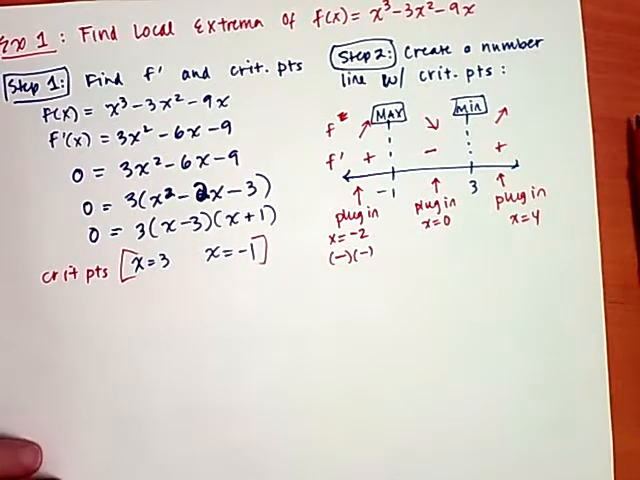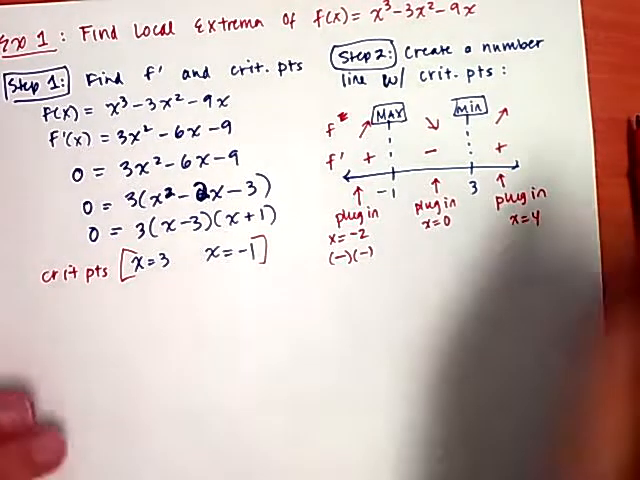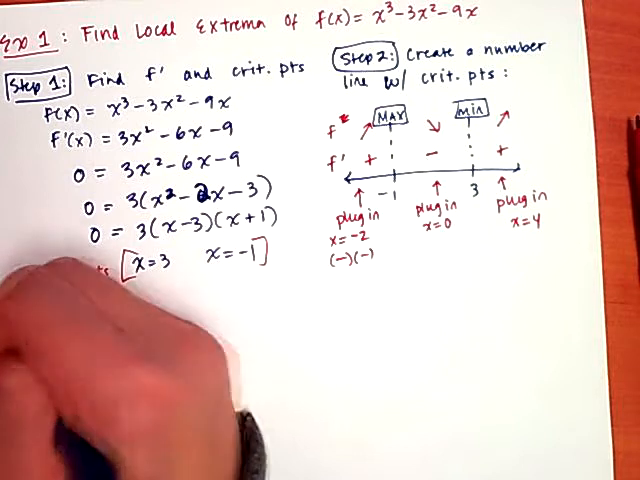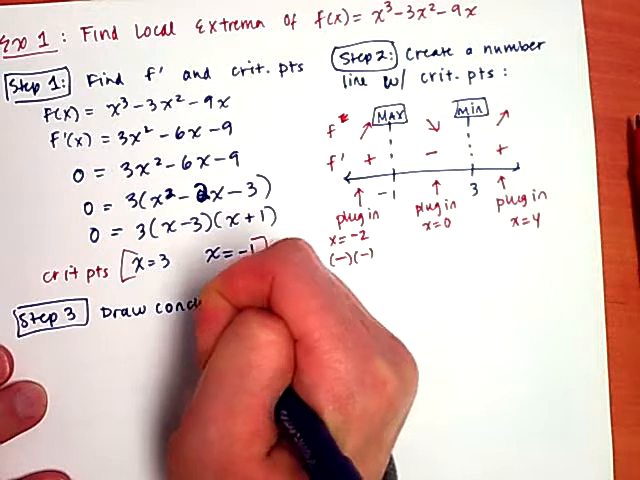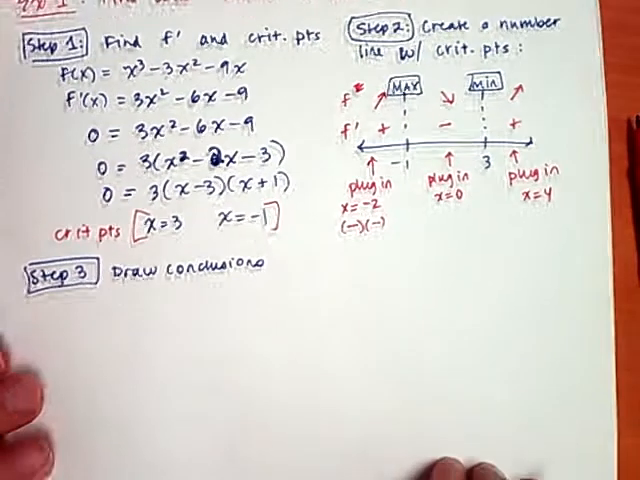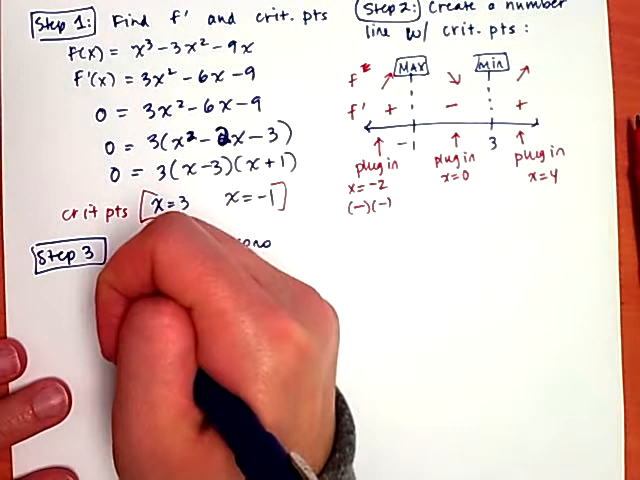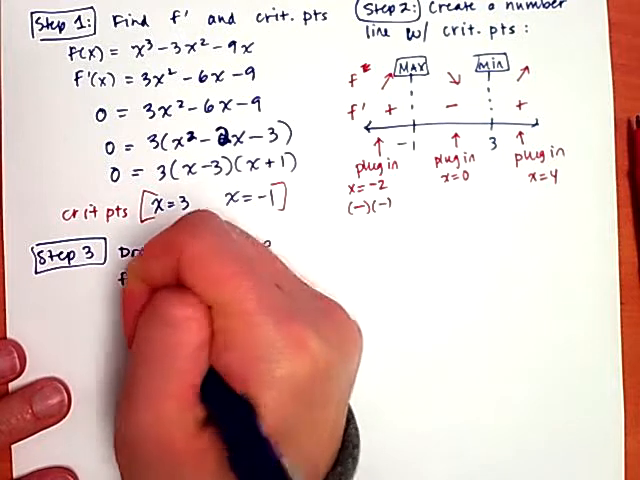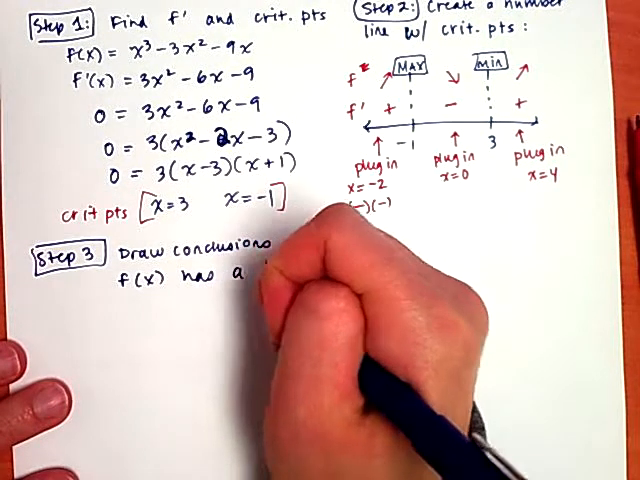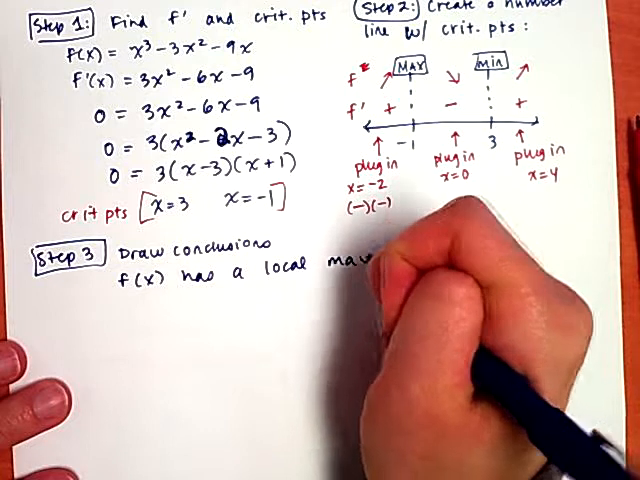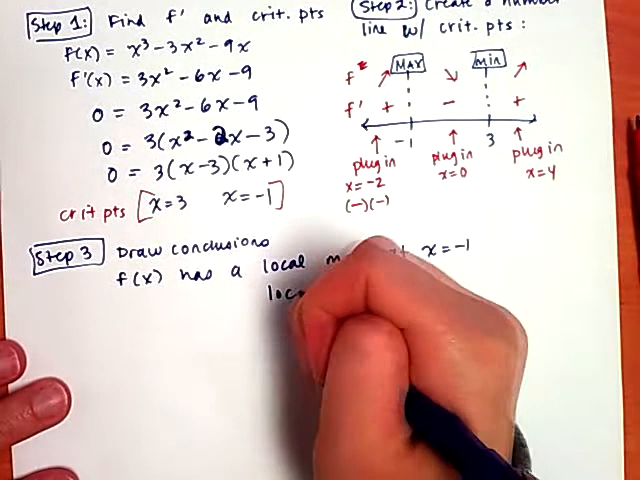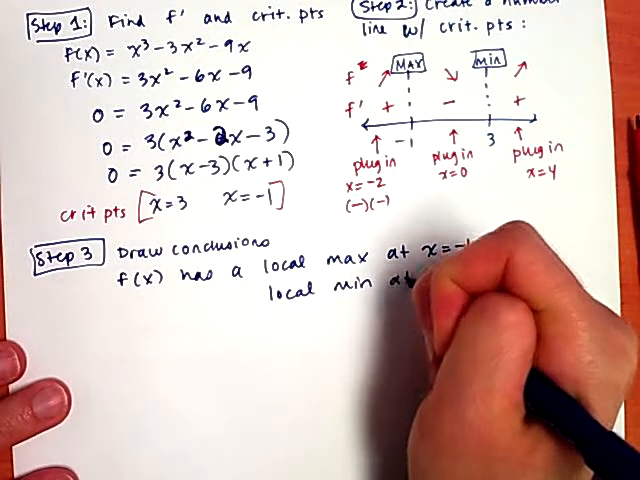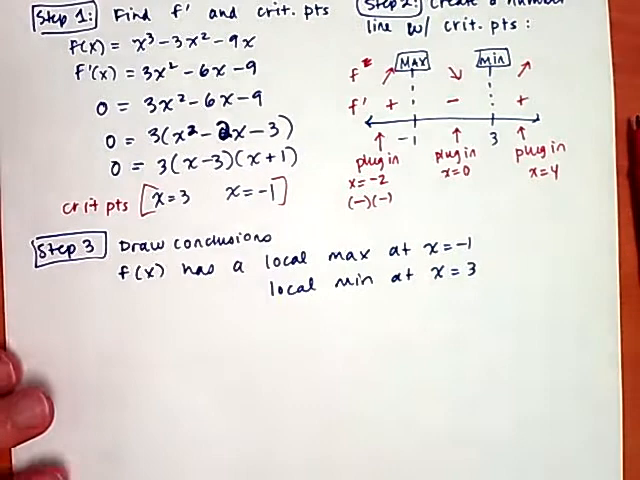Okay? So the last step is to draw your conclusions. So I would just say f of x has a local maximum at x equals negative 1 and a local minimum at x equals 3. And now I'm done.